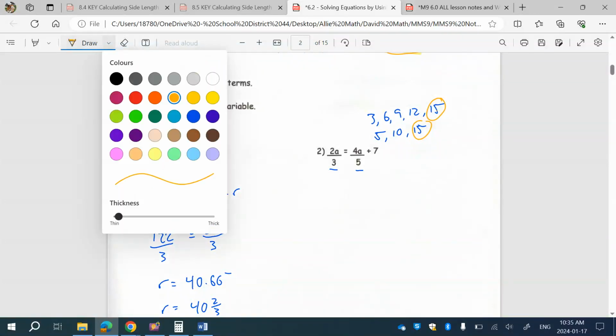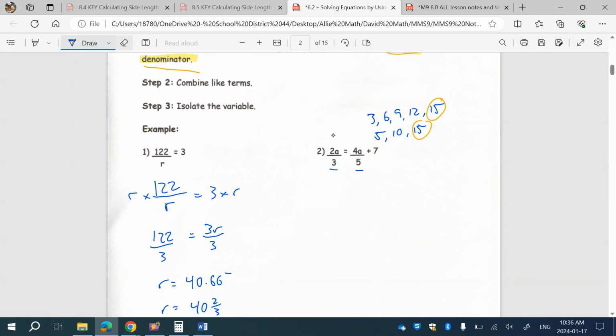So we are going to multiply each side of this equation by that lowest common denominator. I'm going to rewrite it right here so we have more room. So 2a over 3 equals 4a over 5 plus 7. And now we're going to multiply each side by our lowest common denominator. We're going to multiply this side by 15, and you can think about it as 15 over 1 if you want. And we're going to multiply this whole thing by 15 as well.